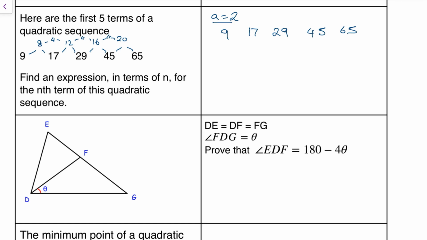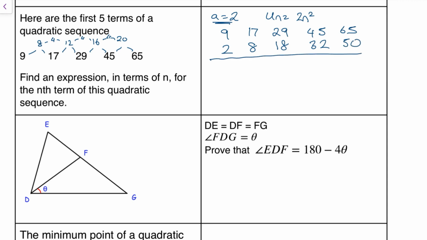Then I know that A is 2, which means my nth term is 2n squared plus something. So if I write the 2n squared underneath, so 1 squared is 1 times 2 is 2. 2 squared is 4 times 2 is 8. 3 squared is 9 times 2 is 18. 4 squared is 16 times 2 is 32. And 5 squared is 25 times 2 is 50. So it's slightly more complicated, this one.